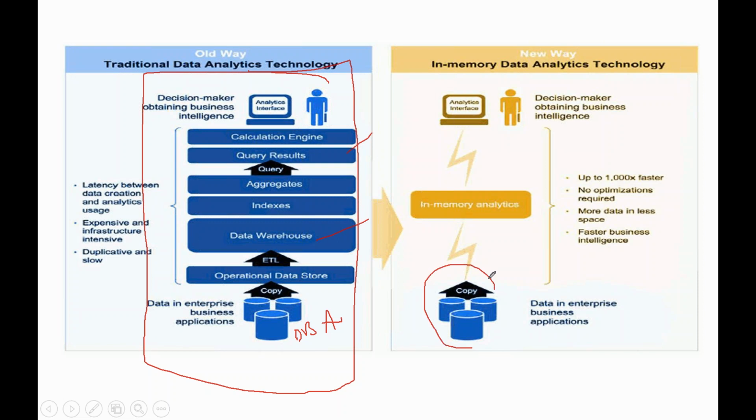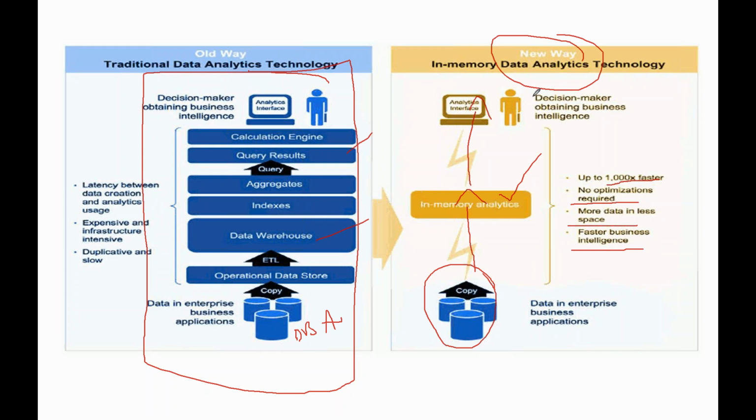In HANA, let's say you have data in your business database systems, directly loading into in-memory and sending to reporting. Do you have any complicated landscape here? No. Do you have any more systems here? No. Do you need any more human resources here? No. And it is 1,000 times faster because data is in memory. No optimization is required. More data in less space and faster business intelligence solutions. This is exactly why HANA is a hotcake in the market, right?